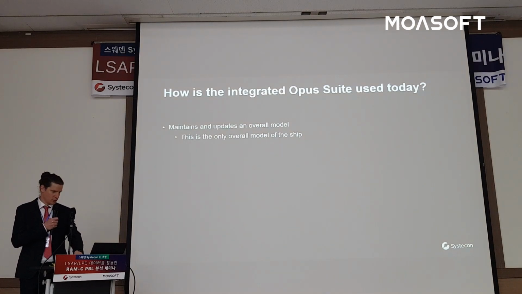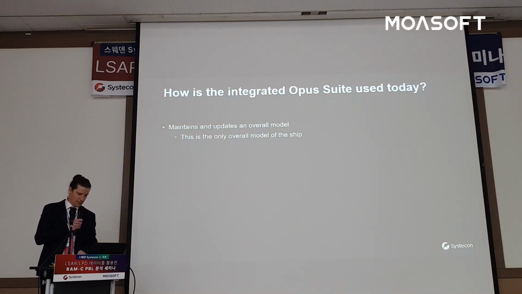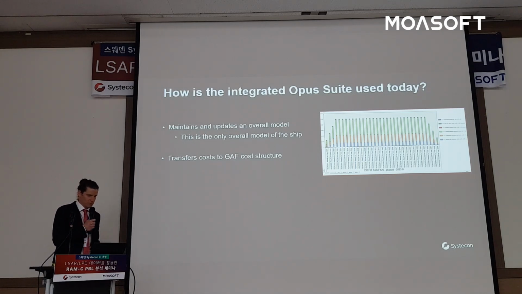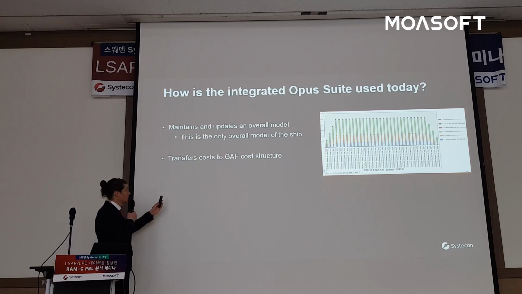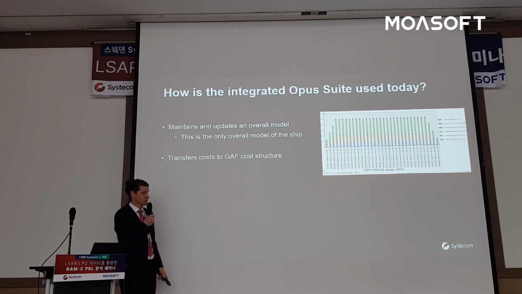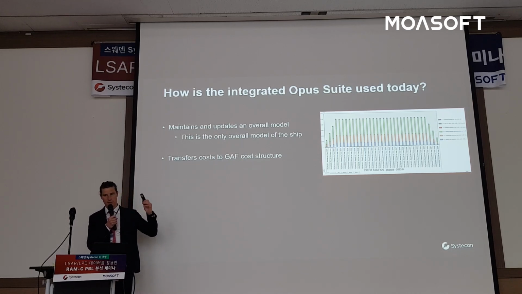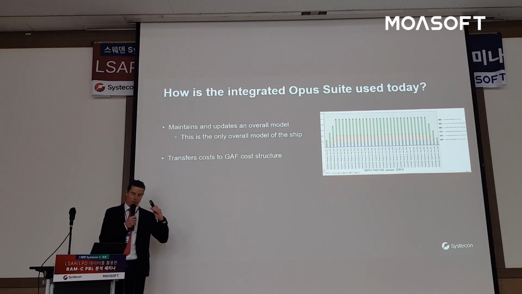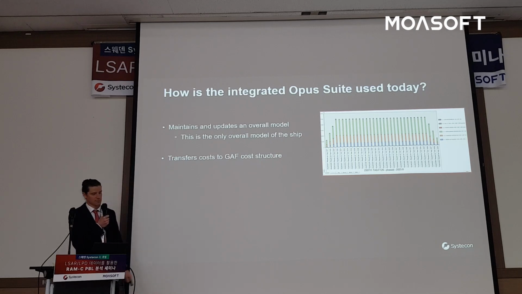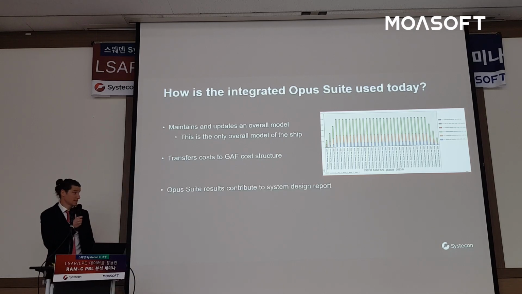And today this is used because it maintains and updates this overall model. And with this model, which is pretty nice with the cost analysis part of Opus Suite, is that we can also transfer the costs to the German armed forces cost structure. So they have their own way of defining the cost structure. How do they want to break down the life cycle costs for their ship? And with Opus Suite, we can do that. We can implement their cost model, and then they get the types of graph that they really want to see.